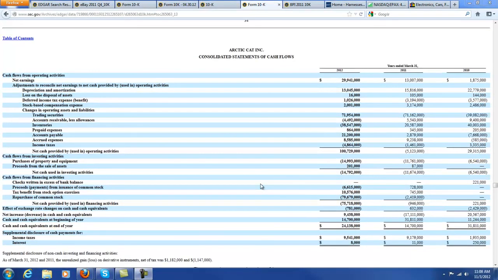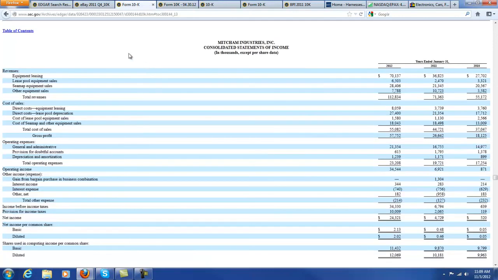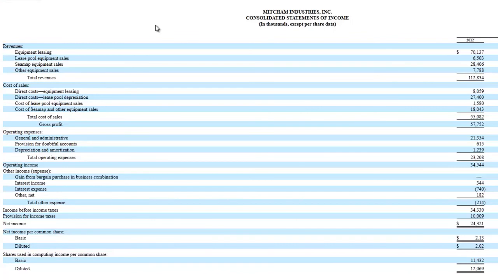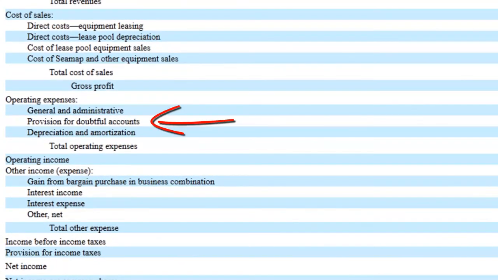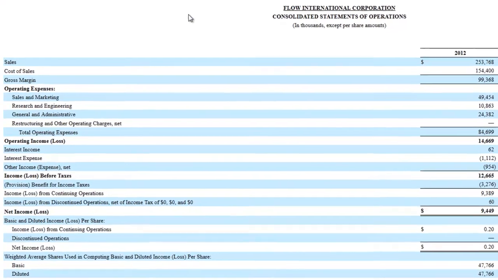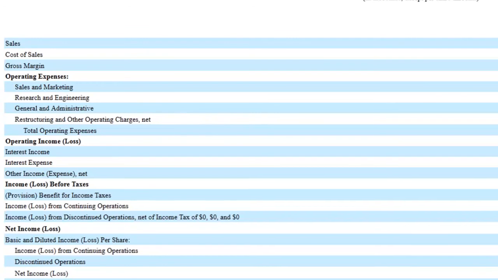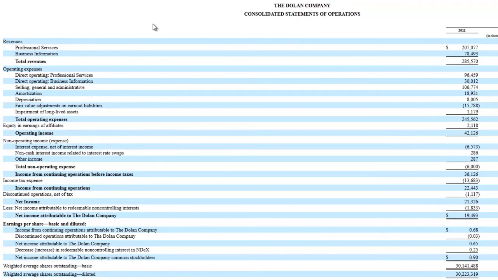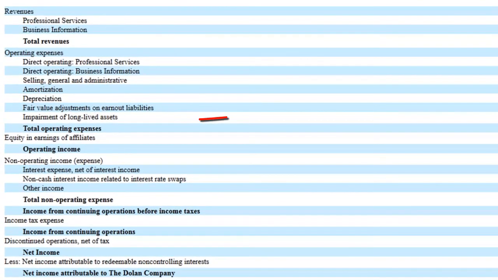The four main operating expense categories are selling and marketing expenses, general and administrative expenses, research and development expenses, and the depreciation expense. With that being said, you will occasionally see other operating expenses, and let me show you some examples. On the income statement for Mitcham Industries, we see provision for doubtful accounts. On the income statement for Flow International Corporation, we see some kind of restructuring charges. On the income statement of the Dolan Company, you see impairment of long-lived assets. Let's discuss some of these items.